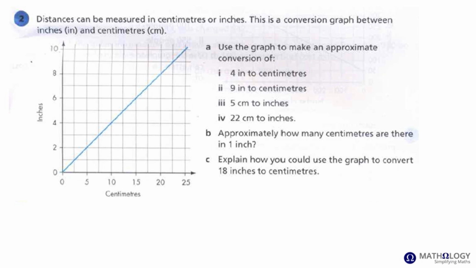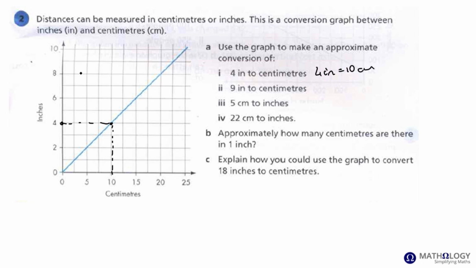Question 2. Distances can be measured in centimeters or inches. Below is a conversion graph between inches and centimeters. Use the graph to make an approximate conversion of 4 inches to centimeters. So inches is on the y-axis, the vertical axis, centimeters on the horizontal x-axis. So 4 inches to centimeters, we go to 4 on the y-axis. Draw a straight line across to the straight line, the function, and drop a vertical line down, and we get 10. So 4 inches is 10 centimeters.